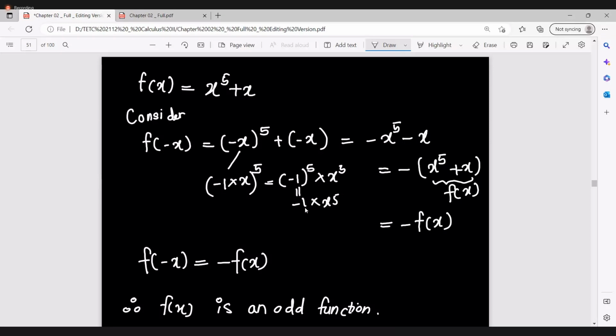So the exam date is not changed. You will have the mid-semester examination on the 7th. That's all.